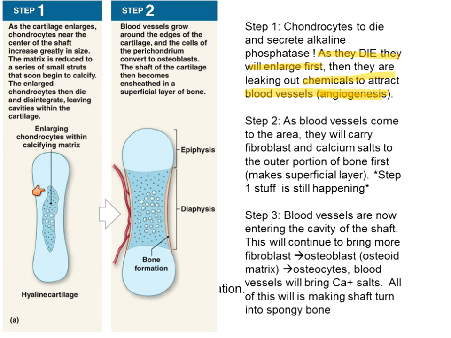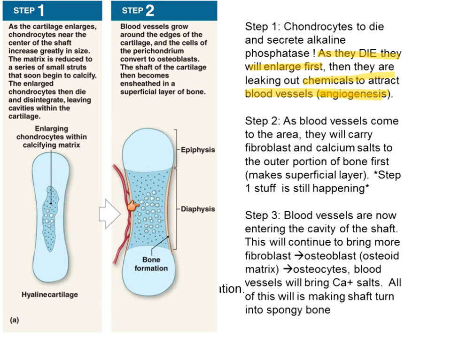So that alkaline phosphatase helps to perpetuate the death of those chondrocytes as they get larger and start to die. And then there are other chemicals released during this process that will attract blood vessels to the area. So that attraction of blood vessels to the area is called angiogenesis. As those blood vessels come to the area in step 2 here, they're going to carry with them fibroblasts, calcium salts, and phosphate. So those calcium salts, phosphates, all of those nutrients are required to start to build this compact bone. So keep in mind that the stuff in step 1 is still happening.